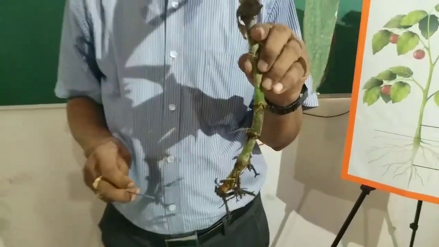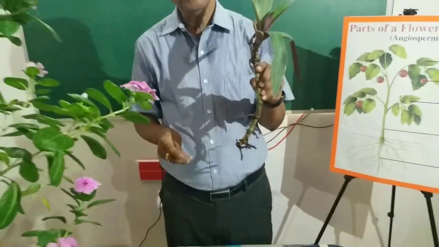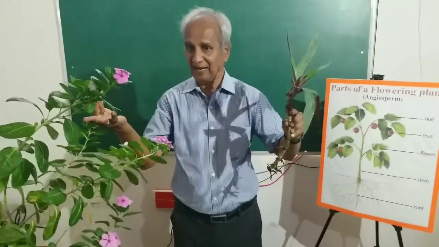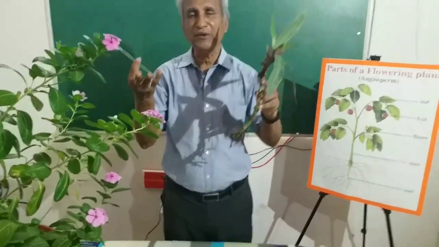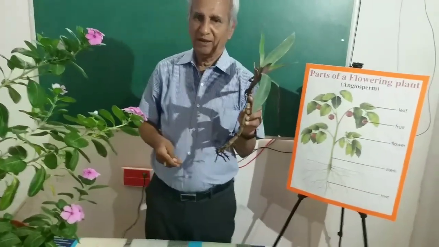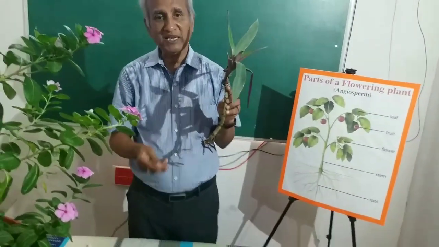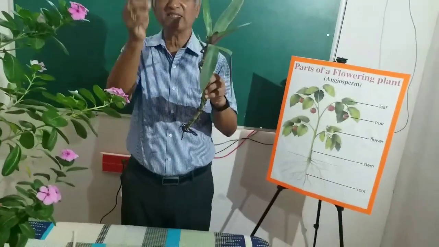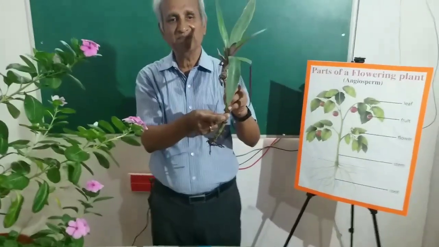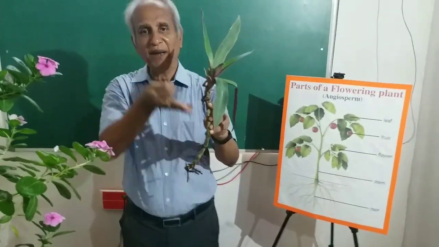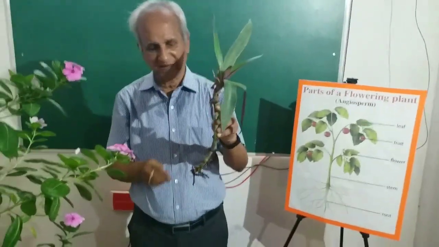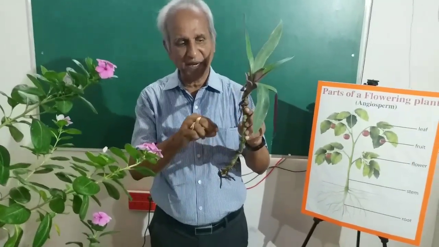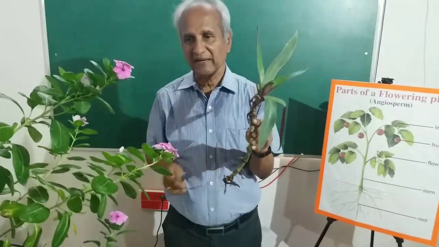What does the shoot system do? I told you one function. It holds the entire shoot system well spread out such that the leaves are in a position to derive energy from the sun. Point number 2. Whatever water and minerals are drawn by the roots, they get supplied to the various parts of the shoot system by the stem. If you cut the stem, the whole plant dies. The shoot system will collapse. So, water and minerals are supplied by the stem to the various parts of the plant.